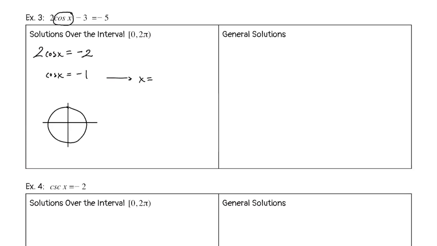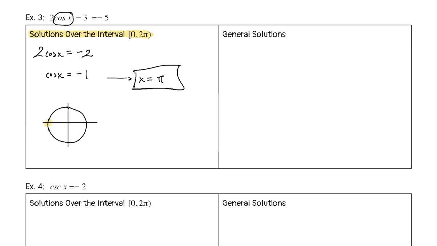Yeah, exactly. That is exactly what we're doing. Okay, so where do we see cosine of x equals -1? At pi, good. So we could say x equals pi. And are there any other locations where this is true, at least in the interval 0 to 2 pi? No, right? This is our only solution. And so in this case, we have one solution for the interval from 0 to 2 pi.